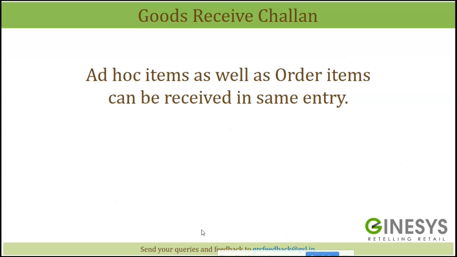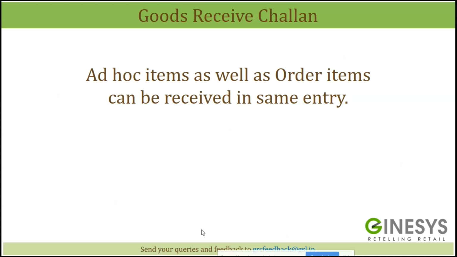Many a time it happens that along with the order items, the vendor does provide some ad hoc items like samples, some new productions, some free items, etc., in the same package. So if we are restricted to receiving the item against order only, what we had to do was make two separate entries. One was for ad hoc items and the other was for order items.